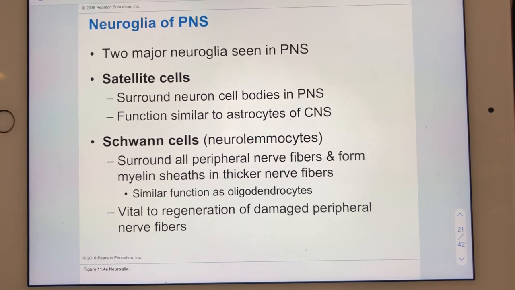They can participate in regeneration. It is possible to repair damaged peripheral neurons. It is not possible, and I'll tell you later why, to repair damaged central nervous system neurons. Once those are gone, they are gone. You cannot replace them. But those in the peripheral nervous system, if they're damaged in a certain way, as long as a cell body isn't damaged, then they can be repaired. And it's Schwann cells that perform that repair, okay?